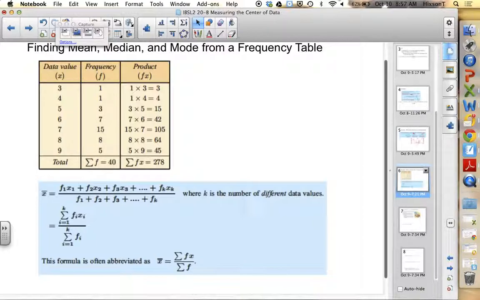40. So you'll see here, here's the sum of the data values times their frequencies divided by the sum of the frequencies, which is n.